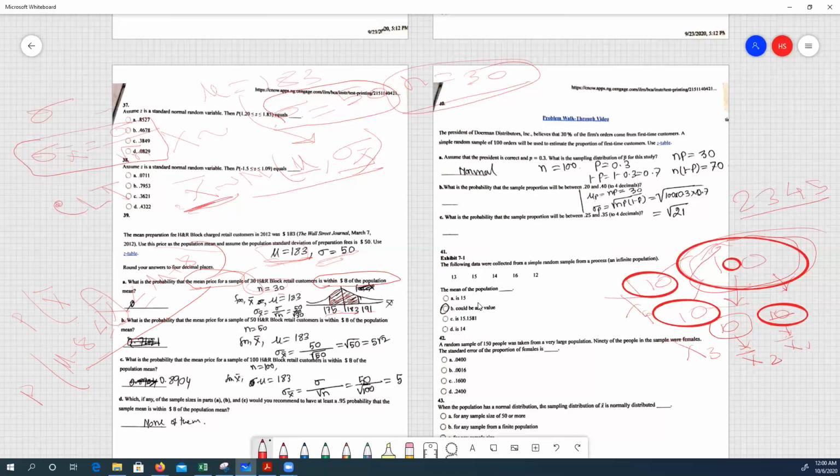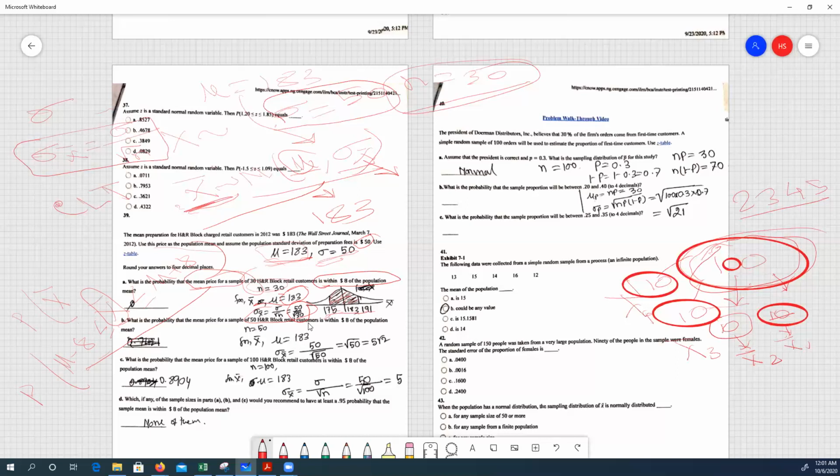Okay, so what do we know about the distribution of x bar? We know that x bar is normally distributed with mean mu, so here the mean is 183. So what will be the standard deviation? Sigma x bar is sigma over the square root of n. Here sigma is 50 and n is 30, so sigma x bar will be 50 over the square root of 30. Now this is a normal distribution, you know the mean and the standard deviation, so you can use Excel to find the probability between these two numbers.